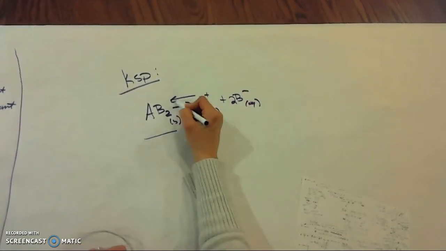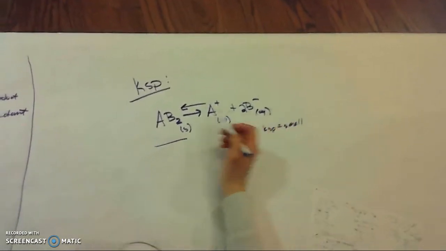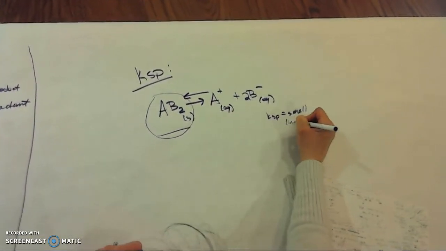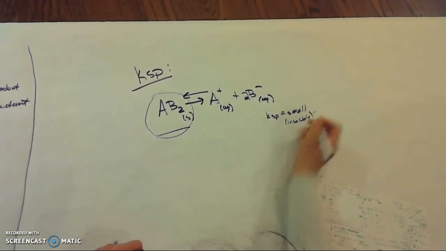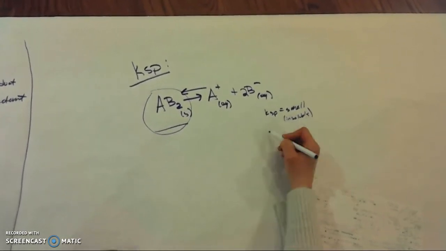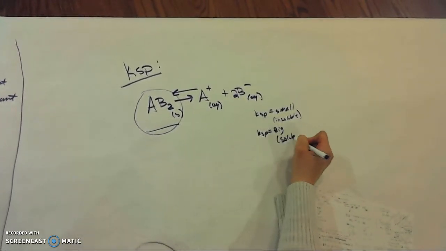Most of the time, you're going to be dealing with Ksps that are small. And that's because most of the time, this is going to act as a solid. It's insoluble when it's a small Ksp. That's usually called insoluble. So the thing with Ksp is just knowing the idea that if Ksp is small, it's insoluble. If Ksp is big, that means it's really soluble. It means it likes to dissolve.